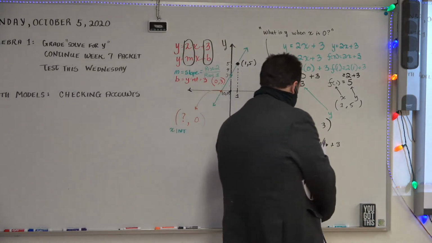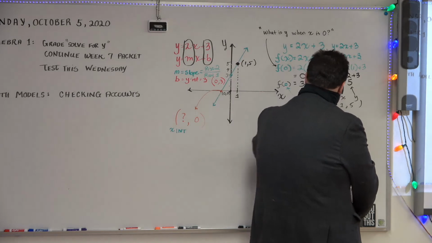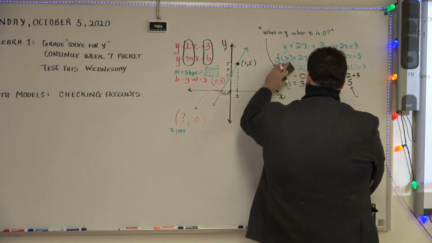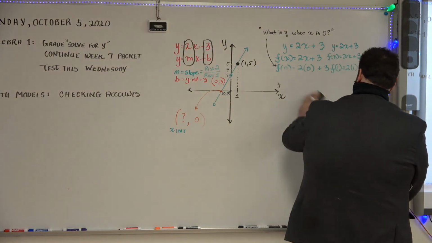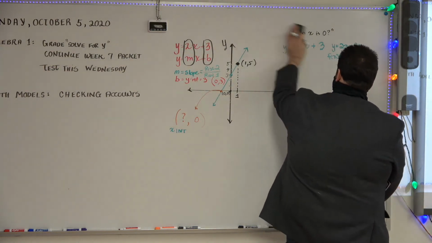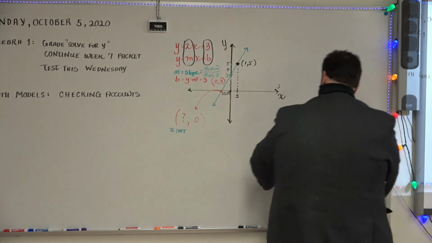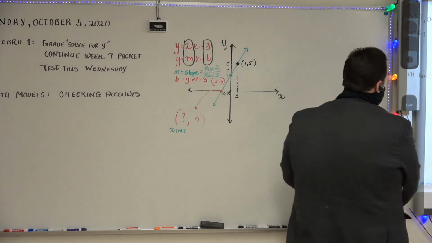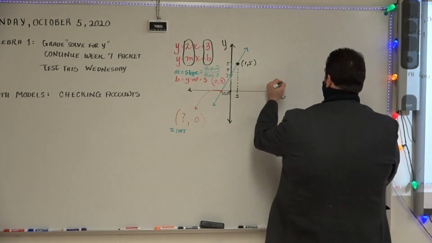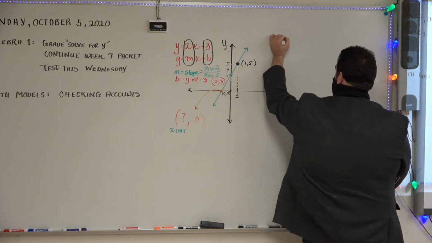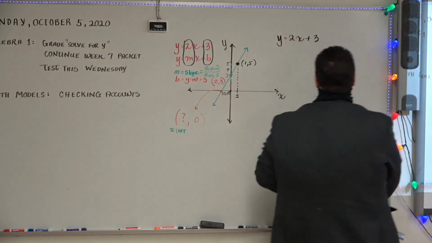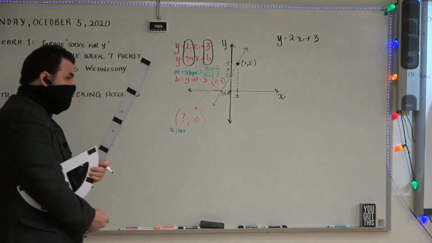Okay? Just going to erase a little bit here, just to make a little space. So, you guys find some space on your paper to write this. Y equals 2x plus 3. So we're back to this.